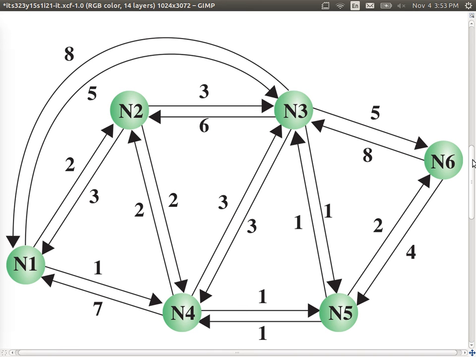Coming back to the costs, note that the costs between a pair of nodes in each direction may be different. Like in this example, from node 1 to node 4, the cost is 1. To go backwards from 4 to 1, the cost is higher. That's possible. Sometimes they're the same, sometimes they're different. Why would it be different?